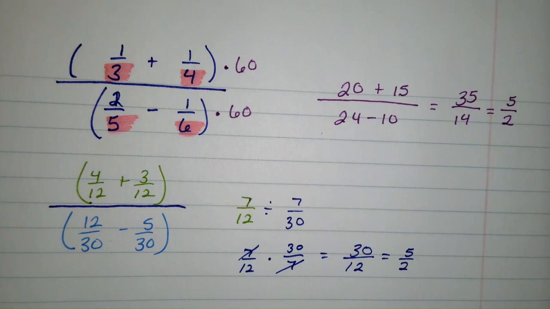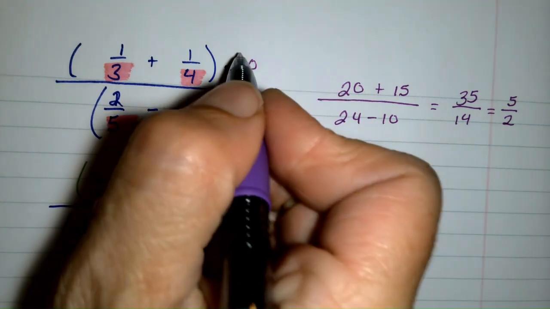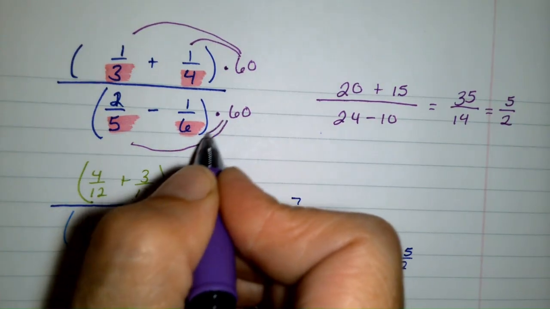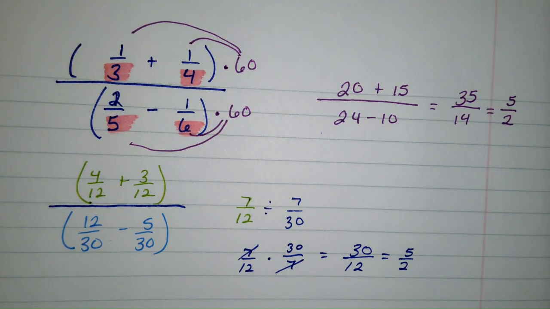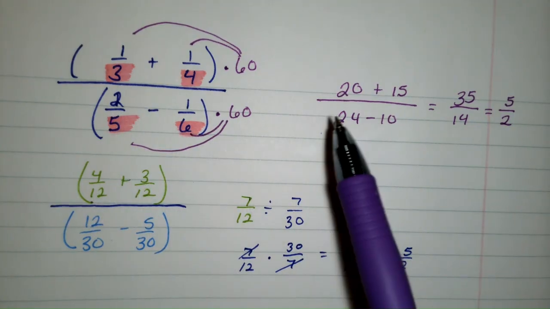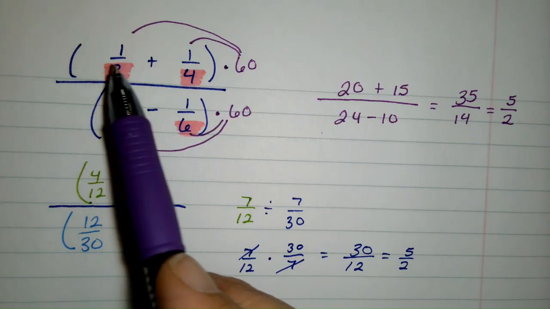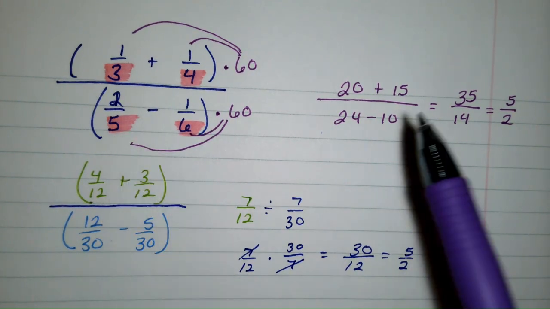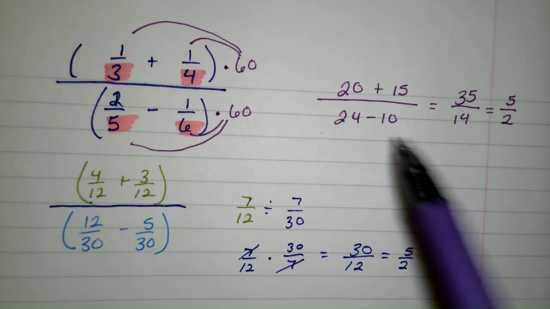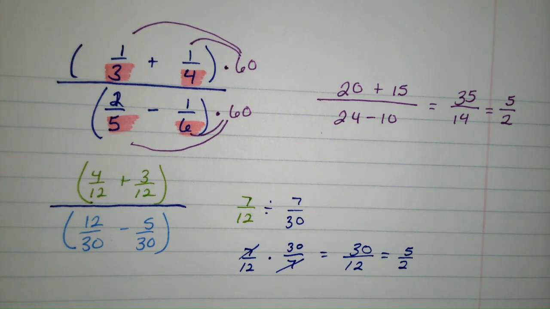I multiplied by the least common denominator of all 4 fractions. And then I distributed it to the numerator, and I distributed it to the denominator. So much less work. Because once I do that distribution, I have, instead of a fraction inside of a fraction, I just have integers and integers. So I'm going to use that for other kinds of problems.